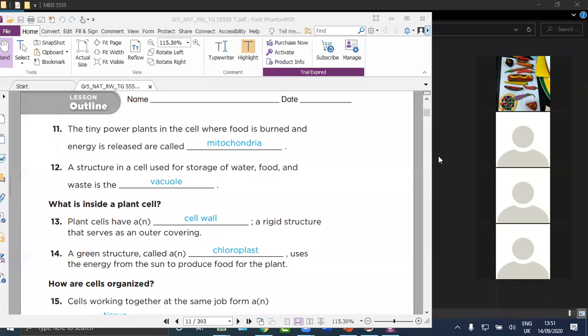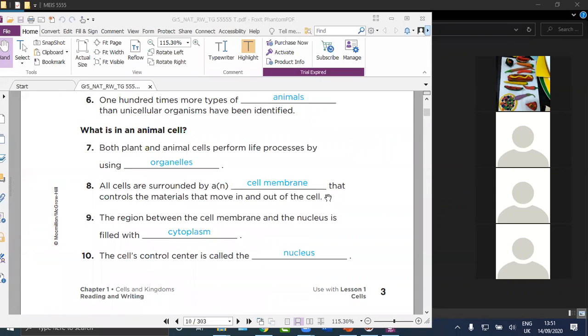Mazen, number 12. A structure in a cell used for storage of water, food, and waste is the vacuole. Yes. Mister, can you return to the first page? Hurry up, we haven't got the time.